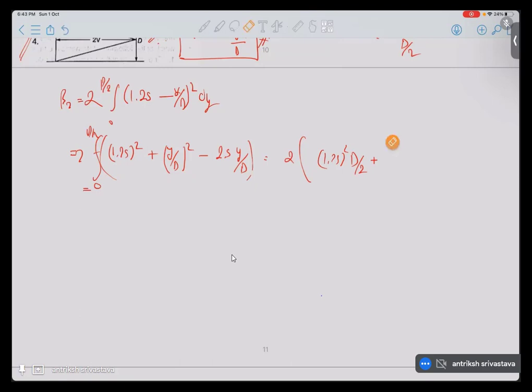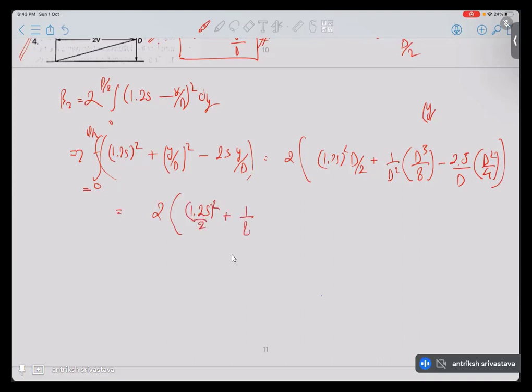So 1 by d square, y cube by 3, d cube by 8, that is d by 2 cube, minus 2.5 into d y square, which will be d by 2 square, d square by 4. So we'll have 2 into 1.25 square by 2 plus 1 by 8 minus 2.5 by 4 into d, which again got cancelled from the d in the denominator. So we can ignore this.